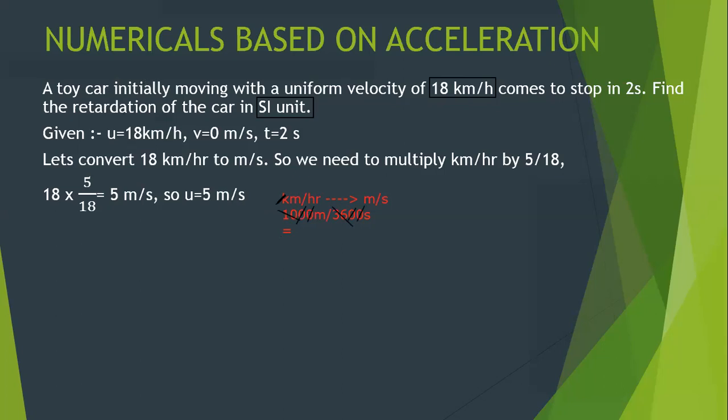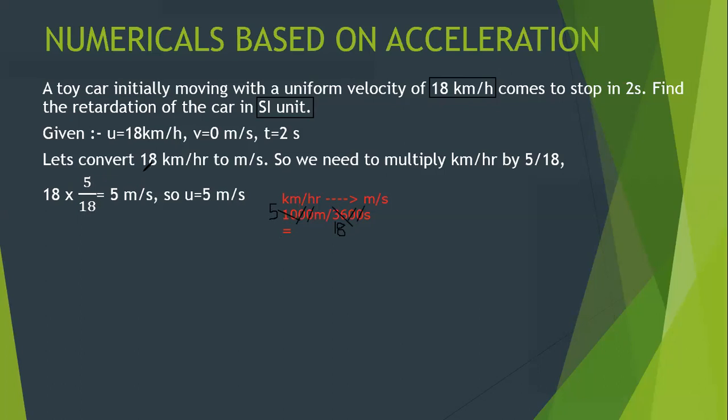Here I will find 2 5s are 10, and here 2 18s are 36. So what am I left with? I am left with 5 by 18. Clear? So that's why we are multiplying kilometer per hour by 5 by 18 to convert it to meter per second. Getting it, beta?